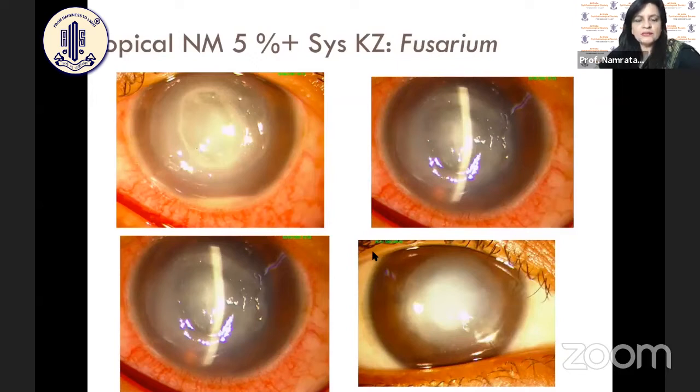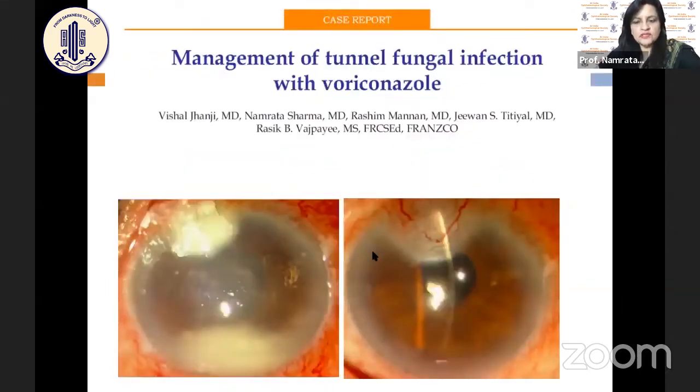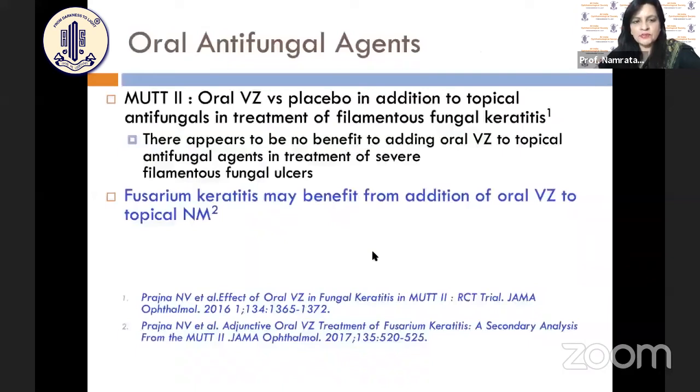So this is just to show a case. Sometimes when topical natamycin 5% doesn't work, what do we do? So you add either systemic ketoconazole if the patient is not able to afford systemic voriconazole, or you can add voriconazole if the patient is able to afford it. And this is just to show how a case of fungal tunnel keratitis responded to topical and systemic antifungal therapy.